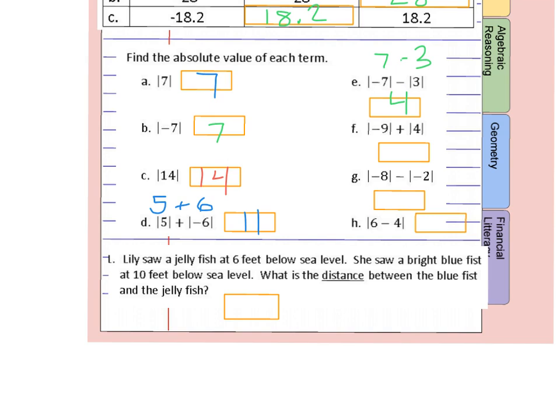Now, I'm going to let you guys do F, G, and H on your own. On H, be careful though. You're going to do 6 minus 4 first, and then tell me the absolute value.